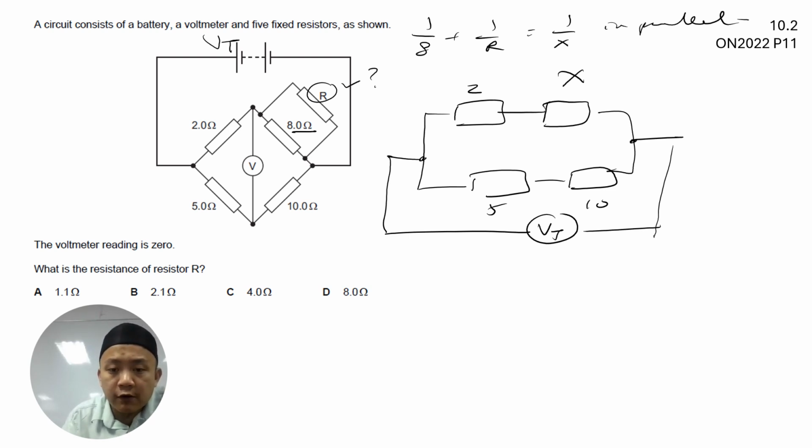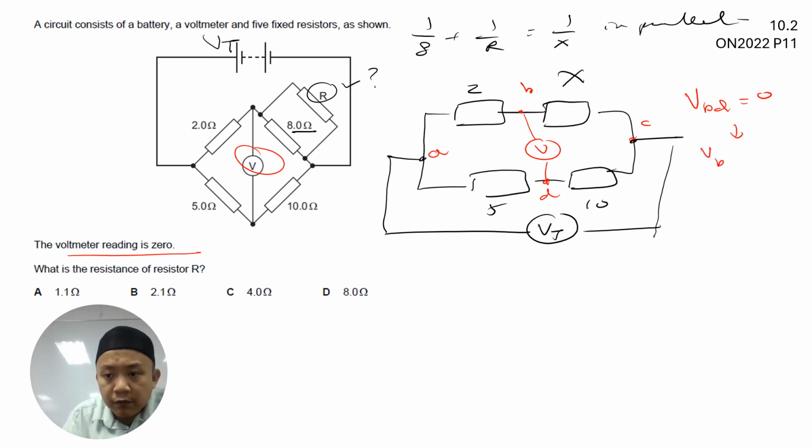Using the concept of KVL that we studied in class, let's label this junction as A, this one is B, this one is C, and this one is D. So points B and D is where you have our voltmeter. It says here the voltmeter reading is 0. What does it mean by that? It means the potential difference between B and D, or VBD, is equal to 0. This shows that the potential at B is equivalent to the potential at D.